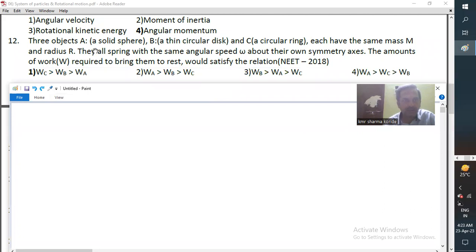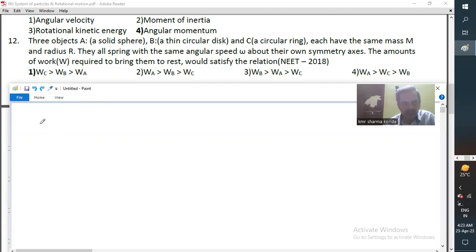Three objects: the first object is a solid sphere, the second object is a thin circular disc, and the third object is a circular ring. Each has the same mass and radius capital R. They are all rotating with the same angular velocity omega about their own symmetry axis. The amount of work done required to bring them to rest would satisfy the relation.